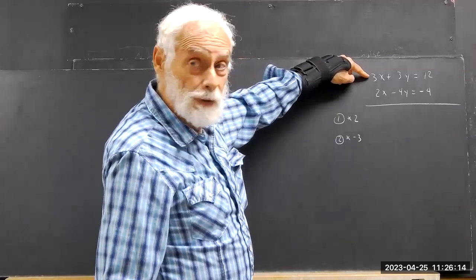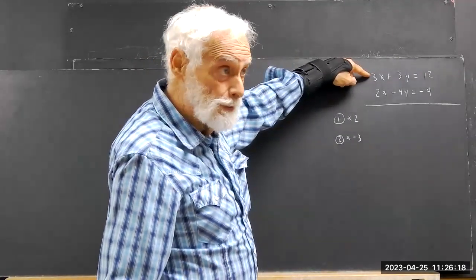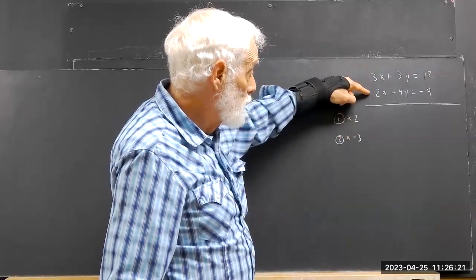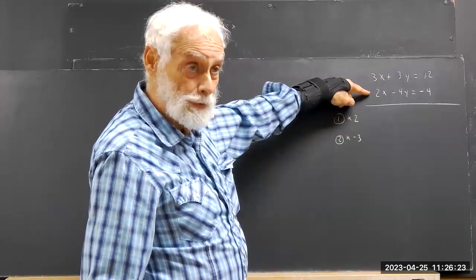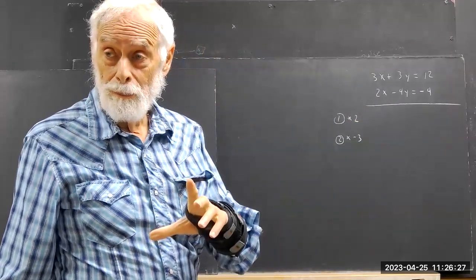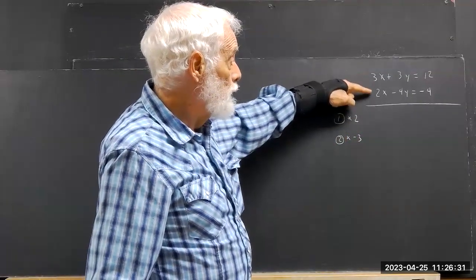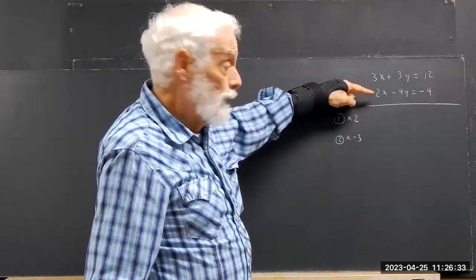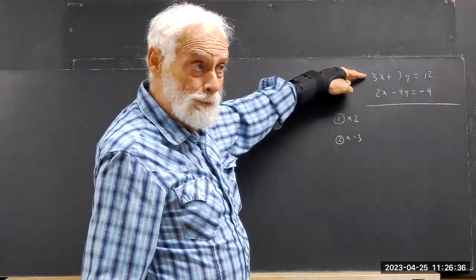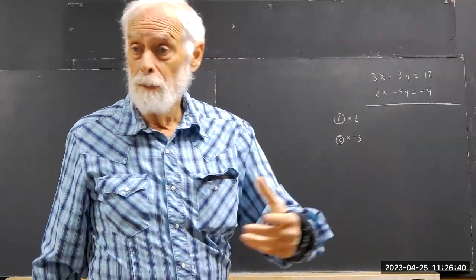2 times 3 is 6. So if we multiply this equation by 2, we're going to get a 6x. We multiply this equation by -3, it's going to give us a -6x. We can always do this. Okay, we can multiply this equation by this number, and this equation by this number, take one of them negative if necessary, and we're going to be able to eliminate x.